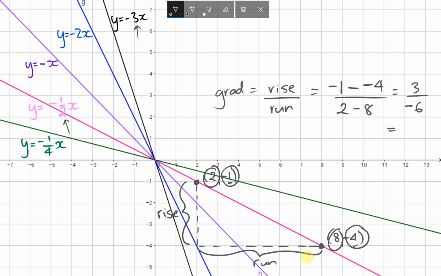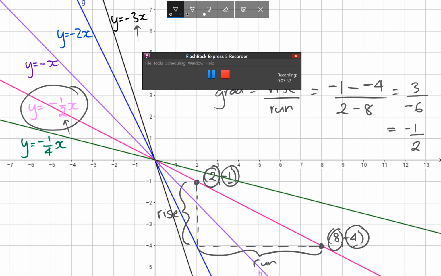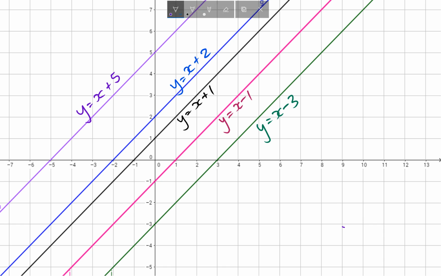So 3 over 6 simplifies to 1/2, and I have a negative in the denominator, which I can just put in the numerator there. So the gradient is negative 1/2. If we look back at the equation, which is in pink, you can see that negative 1/2 is in front of the x. That also indicates the gradient. So gradient is the change in the vertical divided by the change in the horizontal.